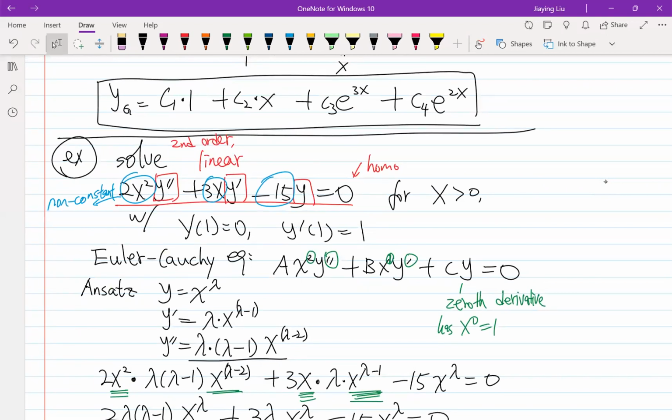If you have something slightly different, maybe it's still second order, still linear, still non-constant coefficient, still homogeneous, it does not mean that this ansatz is going to work, because this ansatz is specific to this form. You have x squared y double prime, x y prime, and then no x, just y. That's what it was. All right, any other questions?